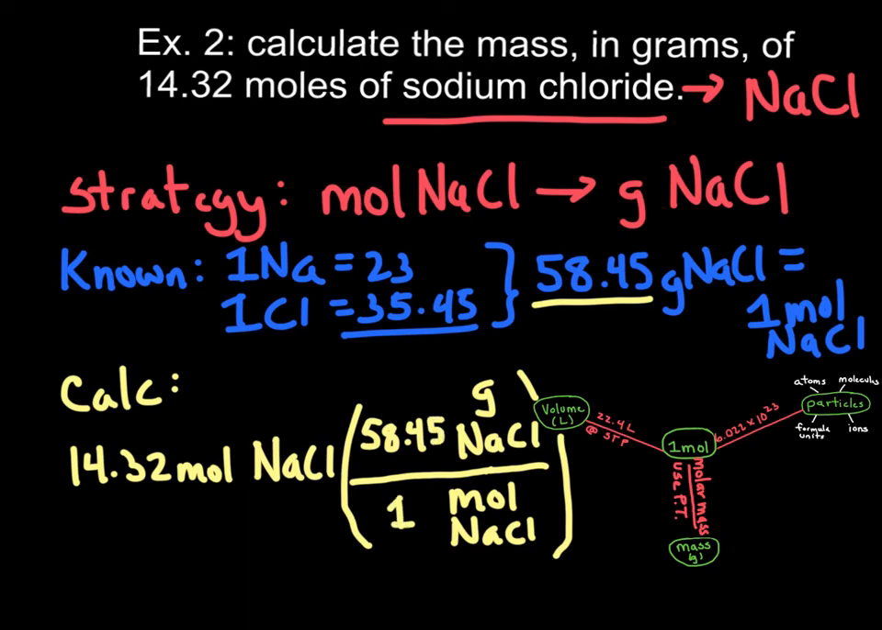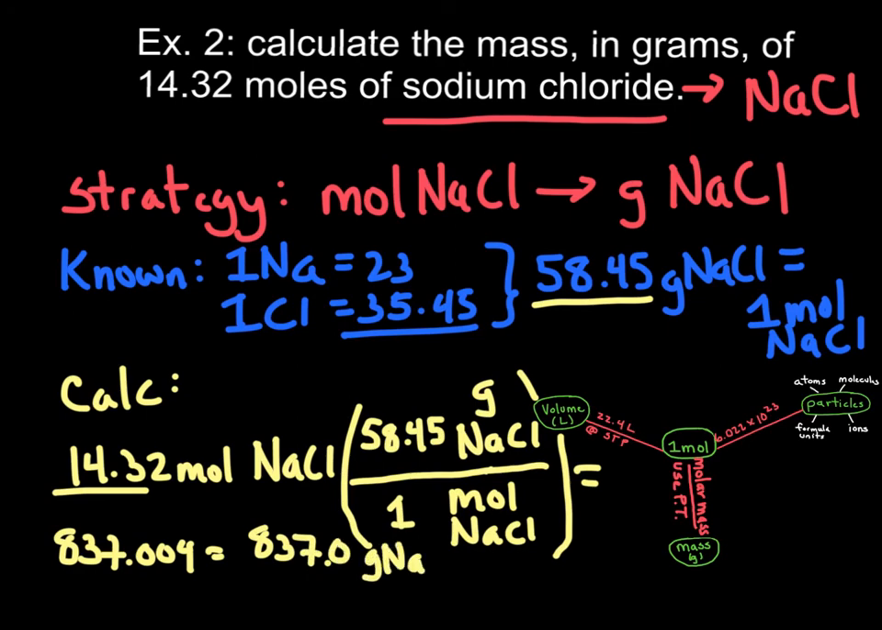to 1 mole. When we do that math, we get a calculator answer of 837, let me write this down, 837.004. But we know our sig figs, and since we started out with 4, we can only keep 4. So our final answer is 837.0 grams of NaCl. And that, ladies and gentlemen, is our final answer.